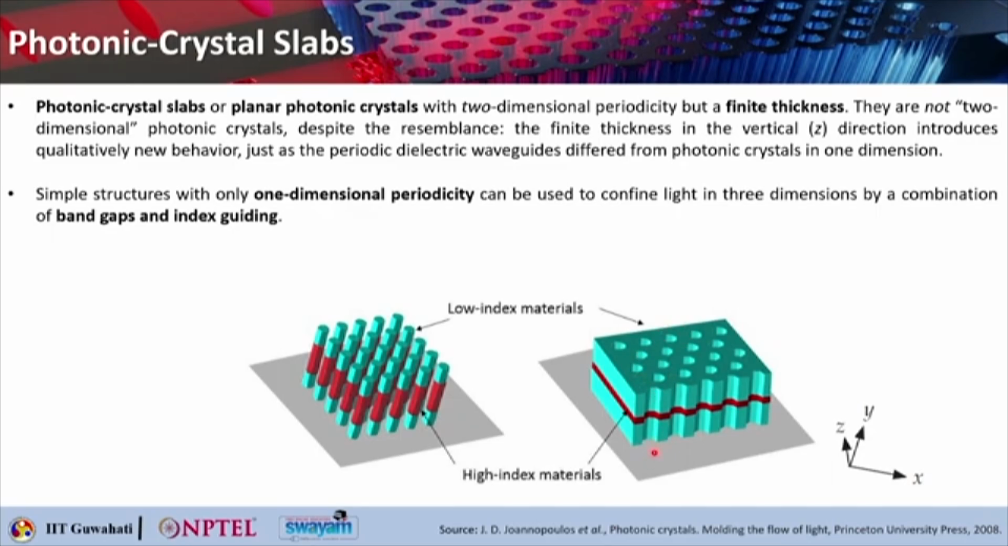Here the hole thickness is basically limited. Here also you can think of the red region as high index material, and the surrounding medium as low index medium. That gives you index guiding. And in the lateral dimension, in x and y, it's a 2D periodic photonic crystal arrangement. So you get a photonic band gap to confine light along the lateral dimensions.